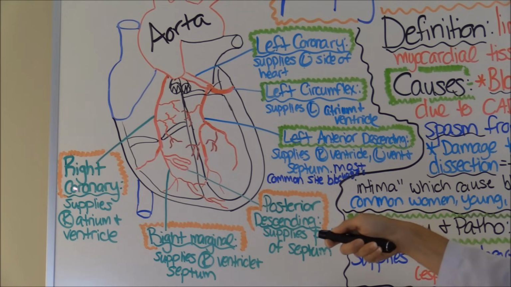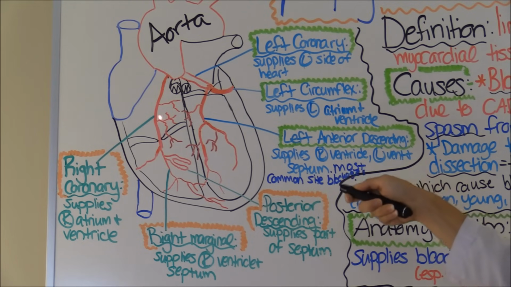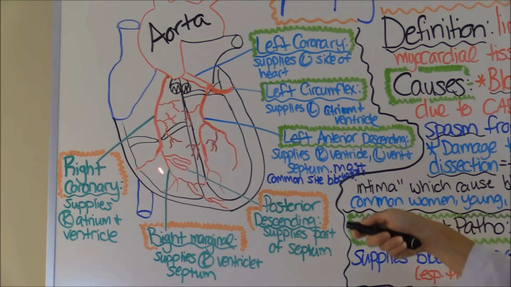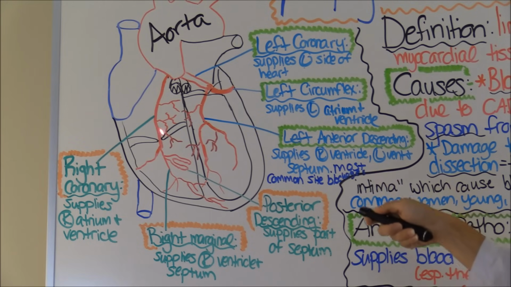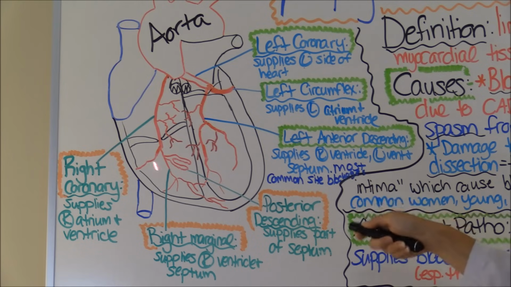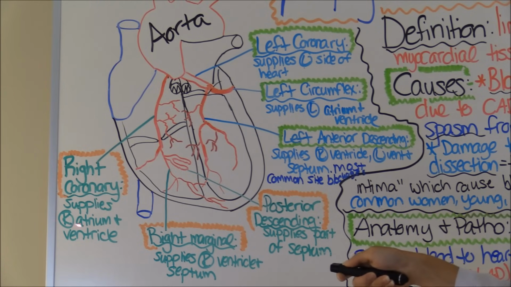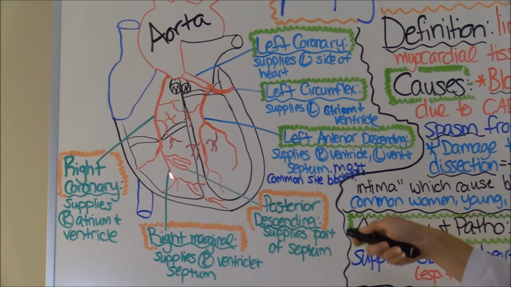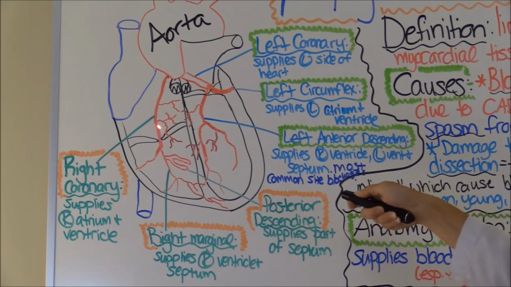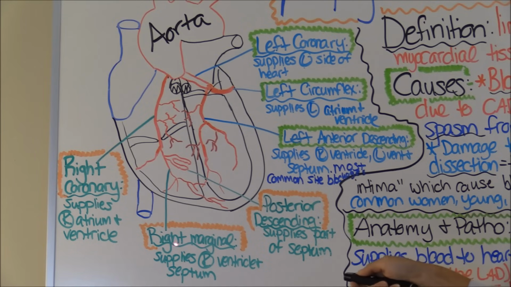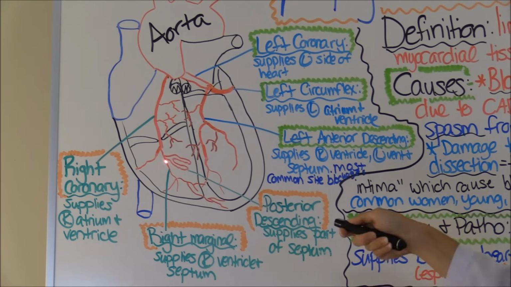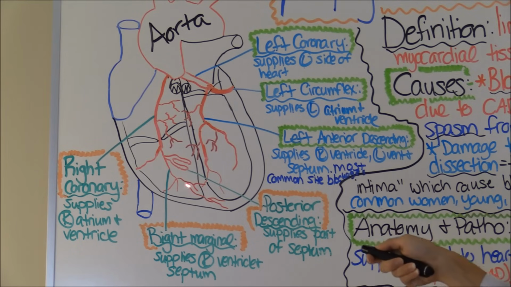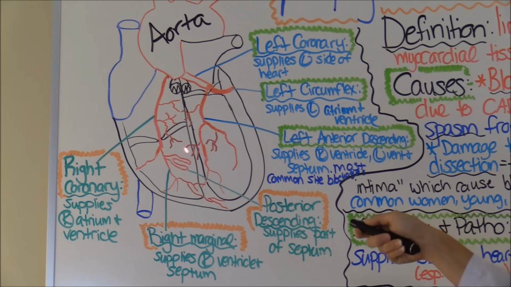Okay, your right coronary artery comes right off through here, and notice where this whole right coronary artery is setting. It branches off into these little branches, which we'll talk about here in a second, but it supplies your right atrium and your right ventricle. Here is your right atrium and here is your right ventricle. Next, you will have the right marginal artery, and this supplies your right ventricle and your septum, and you see it right here. It's branching off. Here's your right ventricle and your septum.